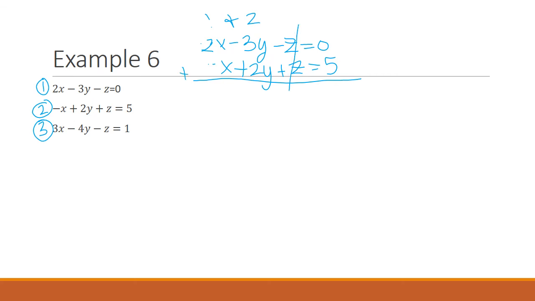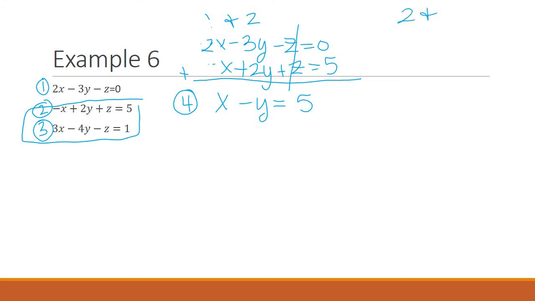So if my z's cancel out, I'm going to get 2x minus x would be x, and minus 3y plus 2y is going to give me minus y equals 0 plus 5 is 5. So there's one combination. So if I did 1 and 2 before, in this case, I'm going to go ahead and do 2 and 3 because those z's will cancel out and I won't have to multiply anything together. So instead of doing 1 and 2 and 1 and 3, this time I'm going to do 1 and 2 and 2 and 3 because it makes my life a little bit easier.